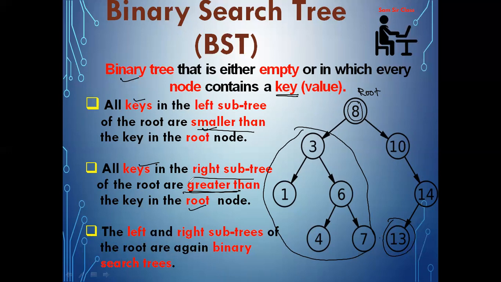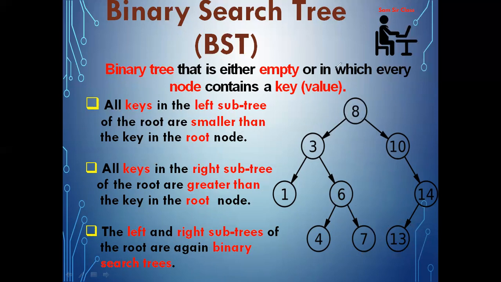One more point is that the left and right subtrees of the root again follow the binary search tree rule. It is not applicable only to the root node; it is applicable to every node. So the left subtree and right subtree will also follow the concept of a binary search tree. The simple principle is that if you are keeping any number of nodes in a BST, then every node smaller than the root node will be in the left subtree, and every node greater than the root node will be in the right subtree.